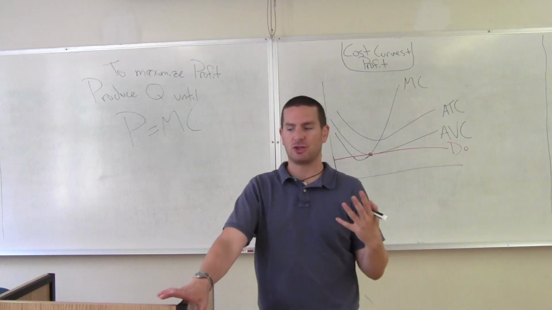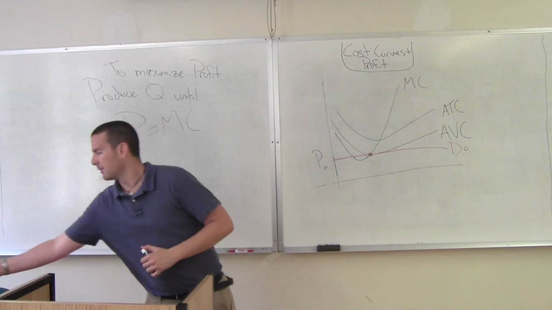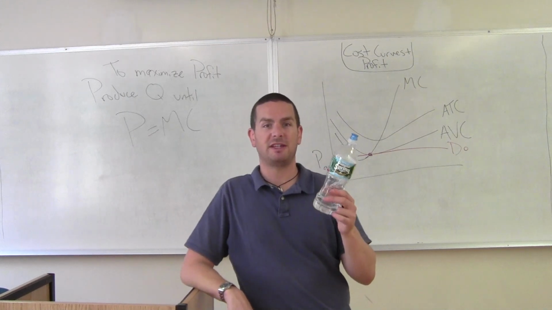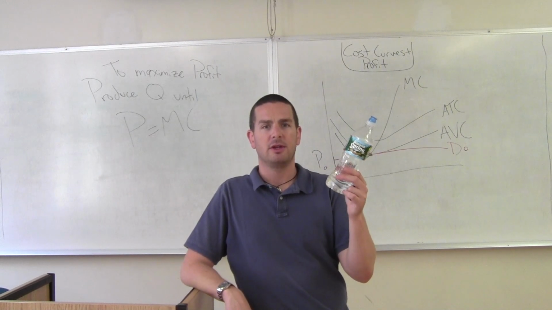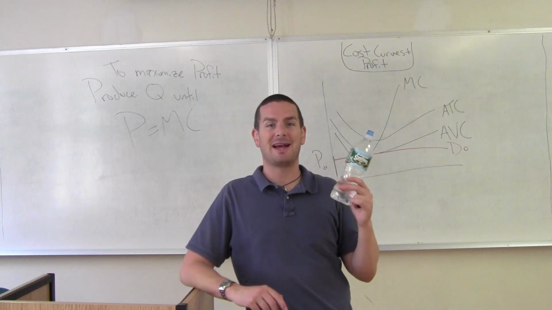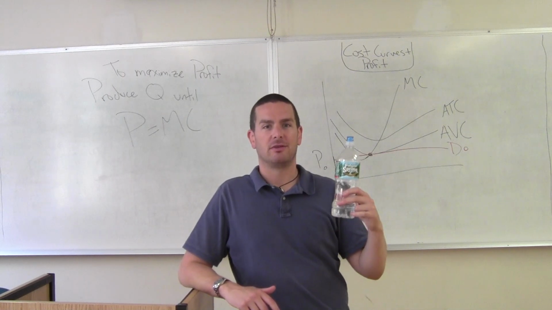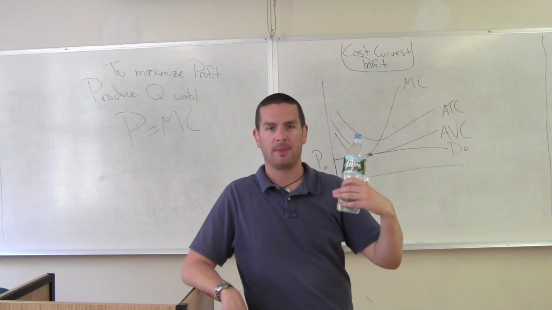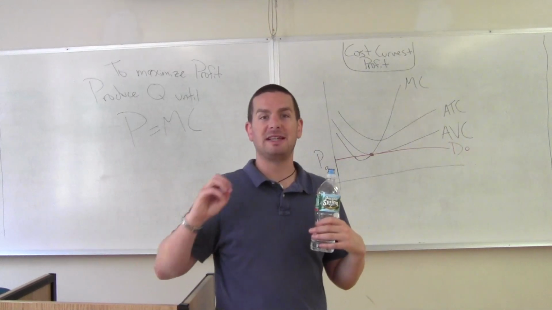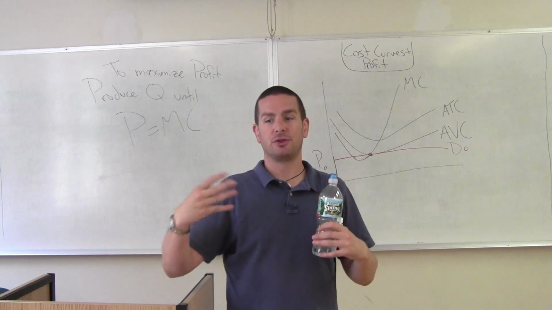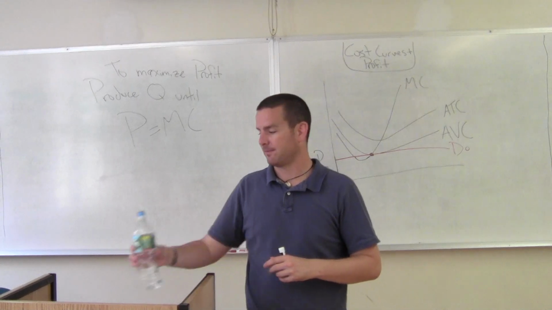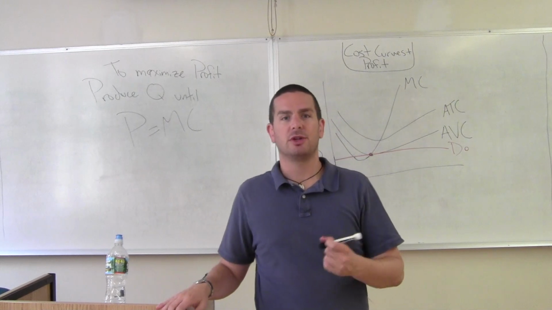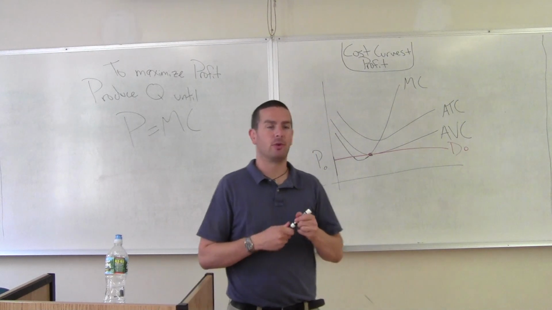Because on average, it costs you 15 cents. You have to pay your workers 15 cents to make this water bottle. But if each water bottle is selling for 10 cents, well, you get 10 cents per water bottle. That's your average revenue. But you're paying out 15 cents to your workers. So you yourself are losing money. Since you're losing money, it doesn't make any sense to produce, so you call that the shutdown point.